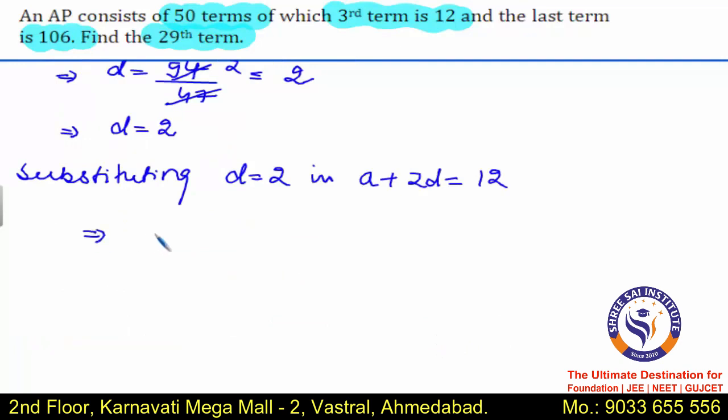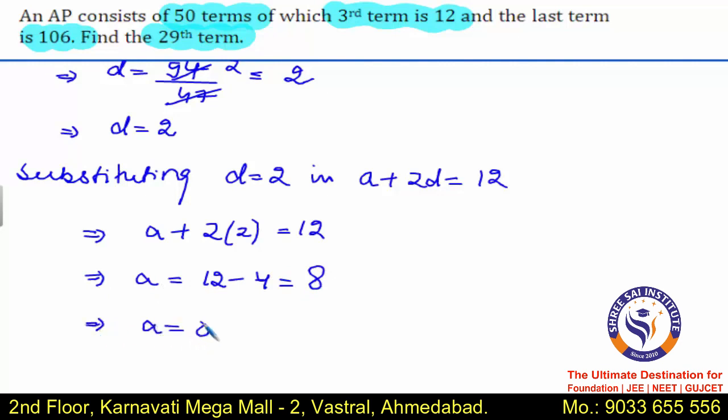This implies A plus 2 into 2 is equal to 12, which further implies A is equal to 12 minus 4, which is equal to 8. This implies that A is equal to 8 and D is equal to 2.